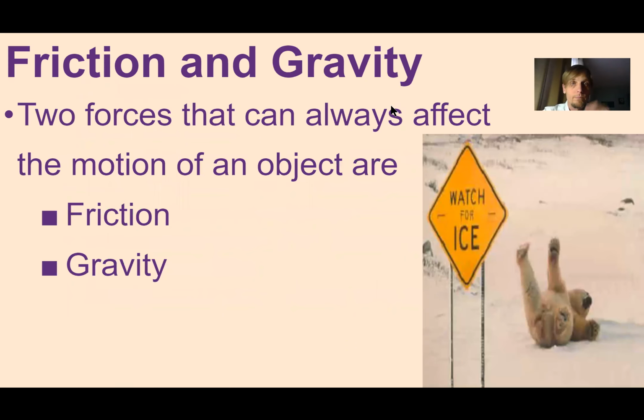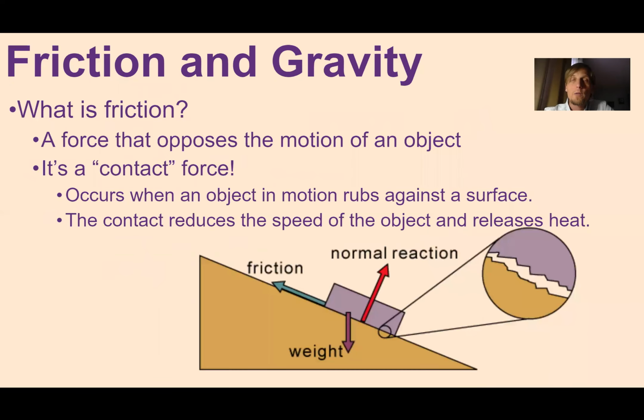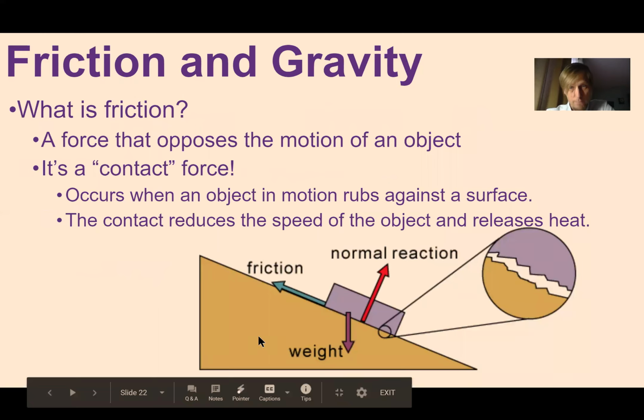Going on. Friction and gravity. So 2 forces that can always affect the motion of an object. You've read about this. That was Tuesday's lessons all day. So go back and review some of those if these slides are not familiar to you. But just slowly read through here. Look at this kind of motion. The friction dragging, normal reaction pushing up, the weight pulling down because of gravity.